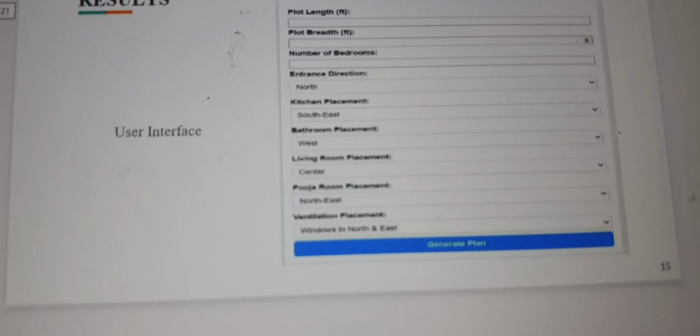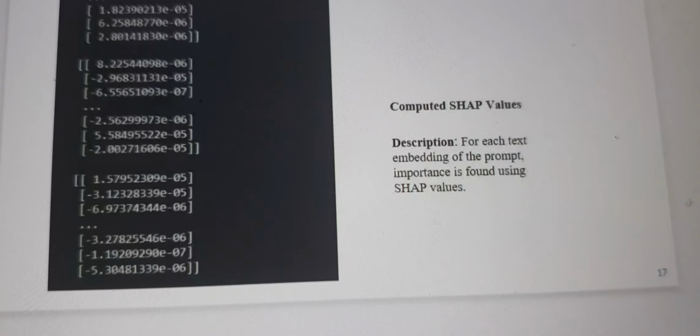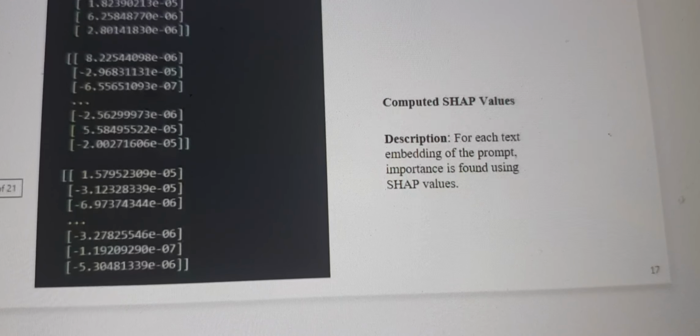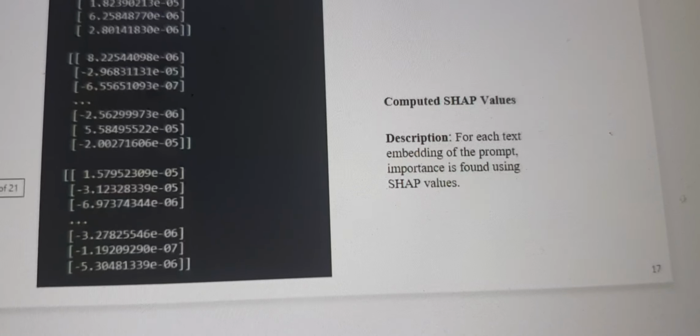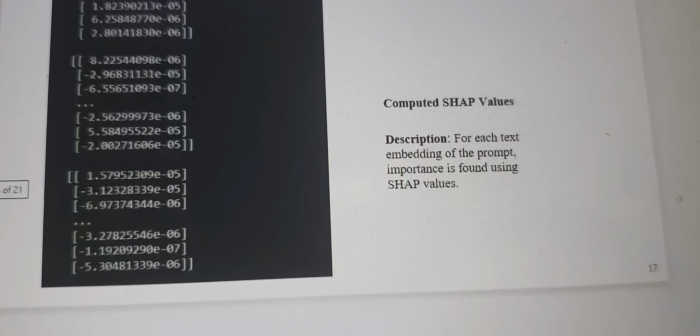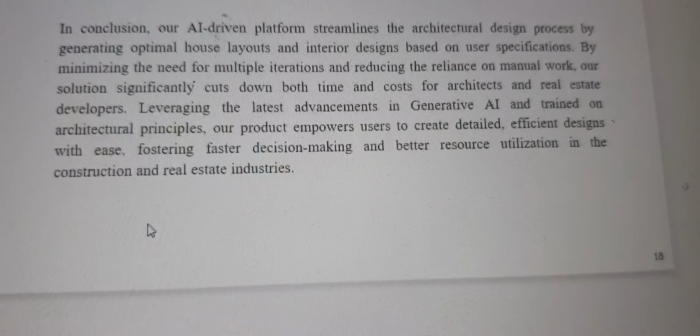Can you move to the next slide, please? This is the output that will be generated by the model. Now we'll be getting the SHAP values, explaining what the different terms in the prompt are that actually influence this particular output. Next slide, please. Can you move to the next slide, please?